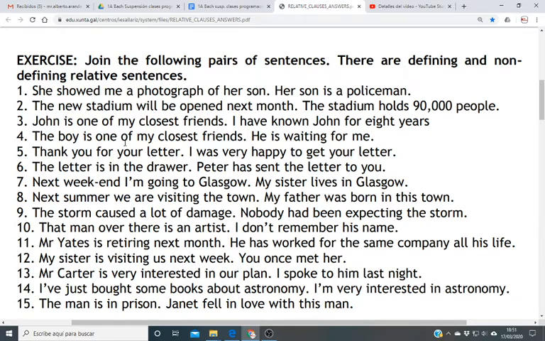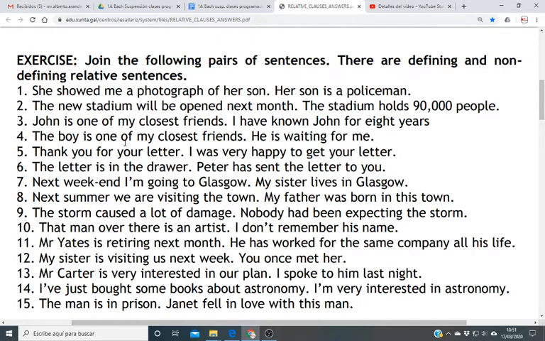Next summer we are visiting the town. The town. Which town? I think this is the clearest defining sentence in the exercise. It's a town like that floating in the air. It needs to be defined. It needs to be described. So this is a defining clause. Therefore, we could use that. But since we're talking about a place, we have to use where anyway. So next summer we are visiting the town where my father was born, without commas. We can put a comma to breathe, but it's not necessary.